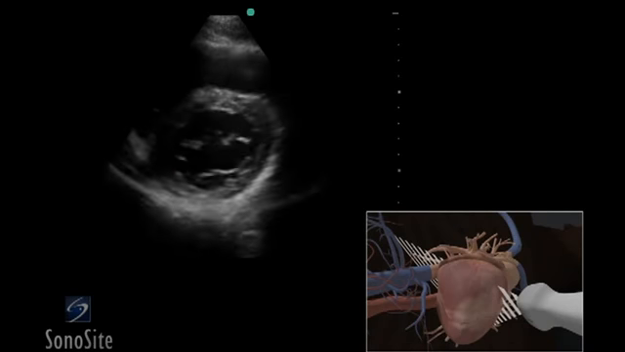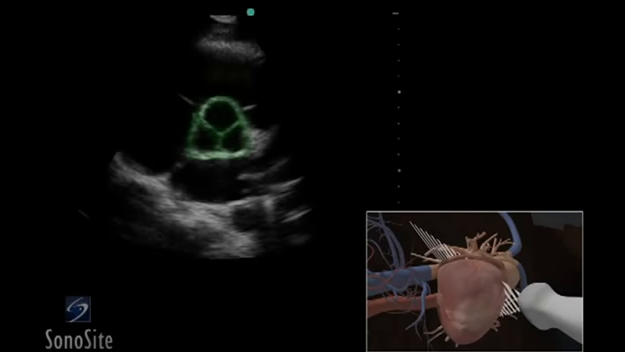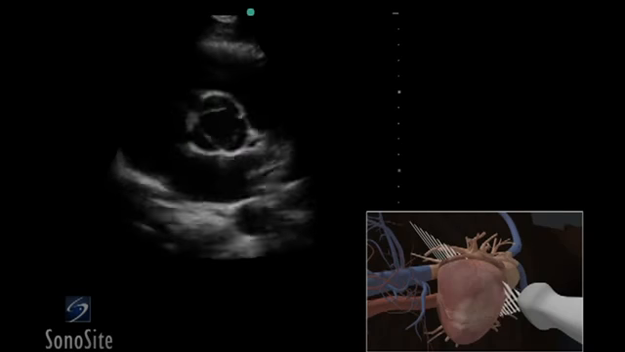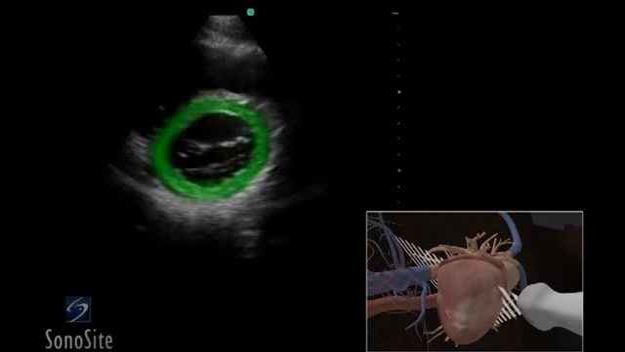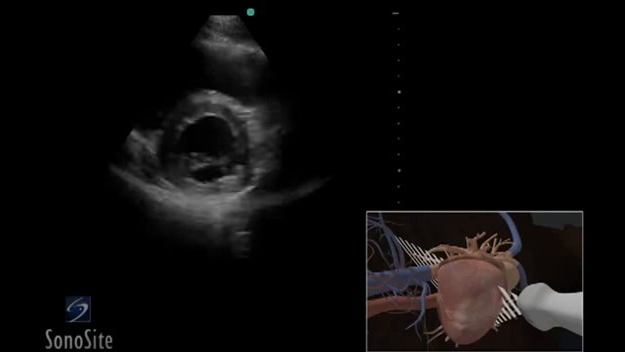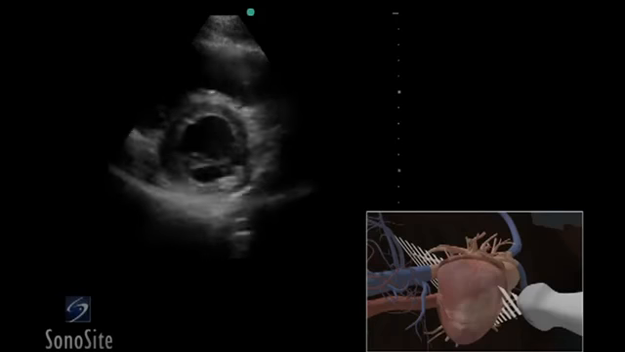From this position, the transducer can be tilted upward to visualize the aortic valve in cross-section and downward to visualize the myocardium of the left ventricle. Note the wall motion of the myocardial segments and function of the valves.